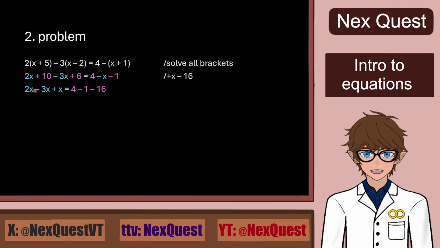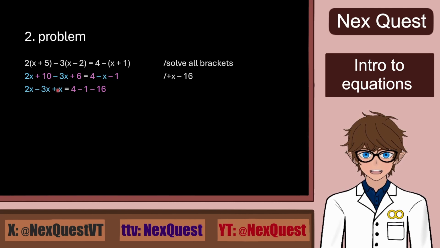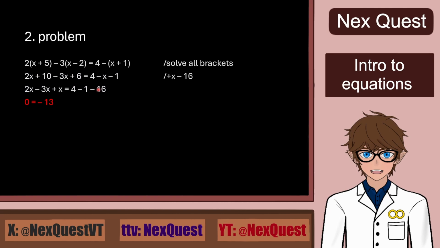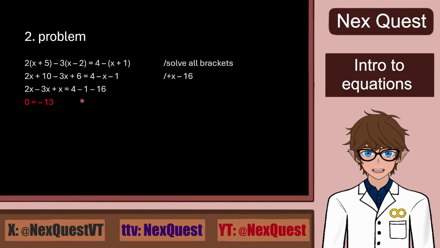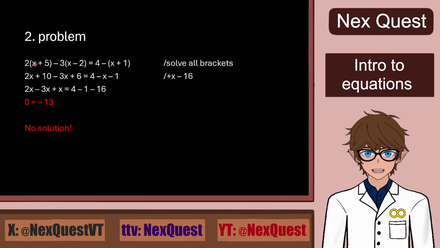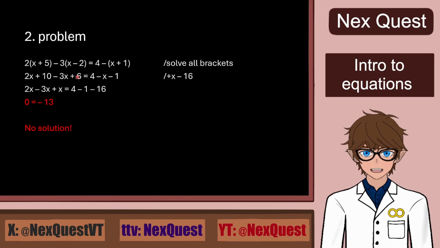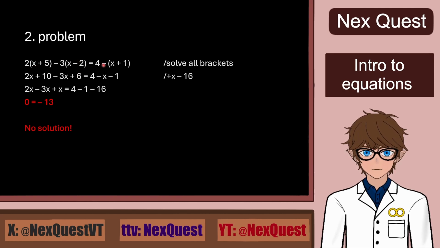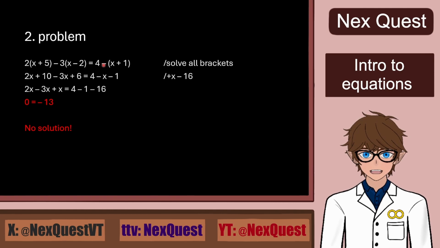After that, we just add them together. So 2x minus 3x plus x is 0, and 4 minus 1 minus 16 is minus 13. And since 0 does not equal minus 13, the second problem has no solution, aka there is no value for x that would satisfy this equation. Whatever you put in as x will not be correct. So there is no solution, that's just the answer.